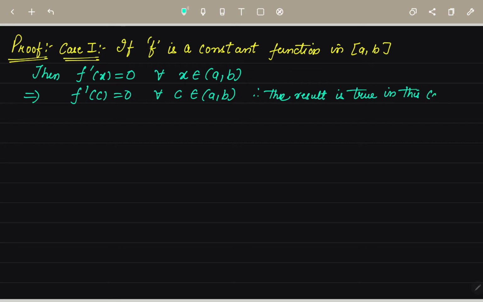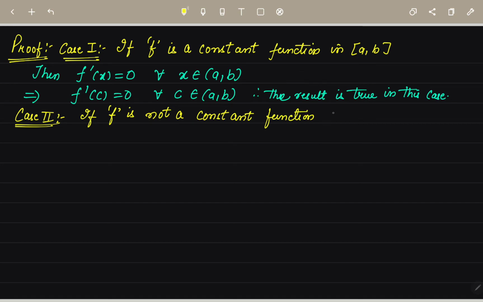The next case, case two, is if f is not a constant function throughout the closed interval [a, b]. Then this implies that f is continuous in the closed interval [a, b].